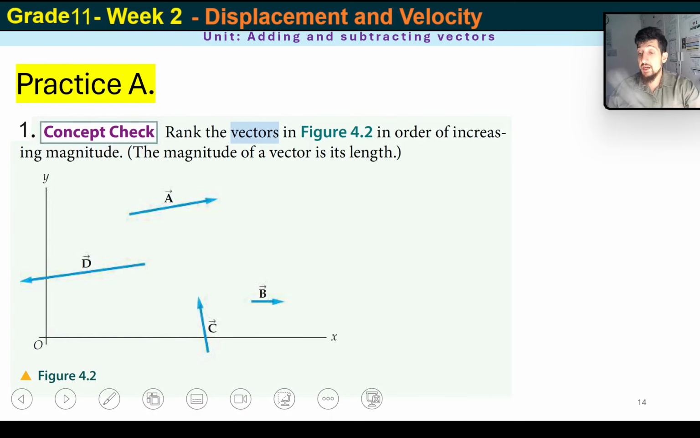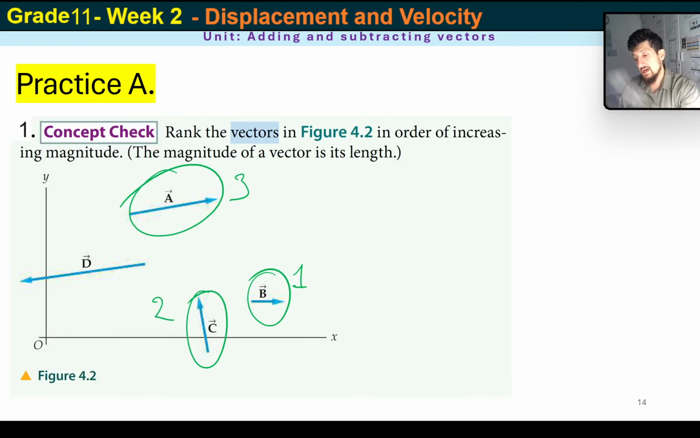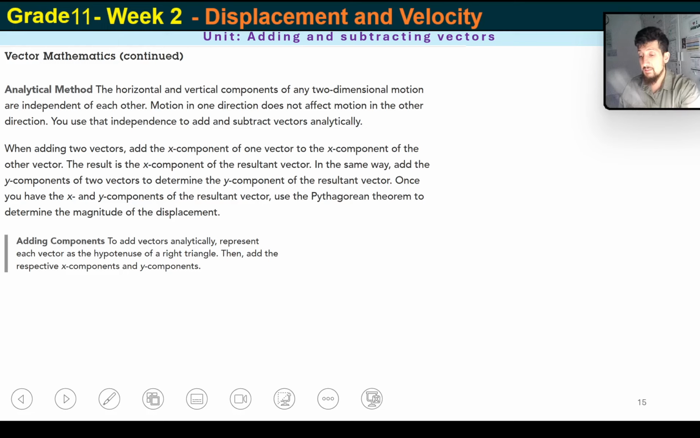Okay, concept check. Let's rank these vectors in order of increasing magnitude. So once again, magnitude just means size. So increasing magnitude just means increasing size. And we're starting with the smaller one because they want us to increase. So that's going to be B first, and then I think we're going to go with C second, and A third, and finally D is the fourth one. Okay? And that is my ranking. Let's keep going.